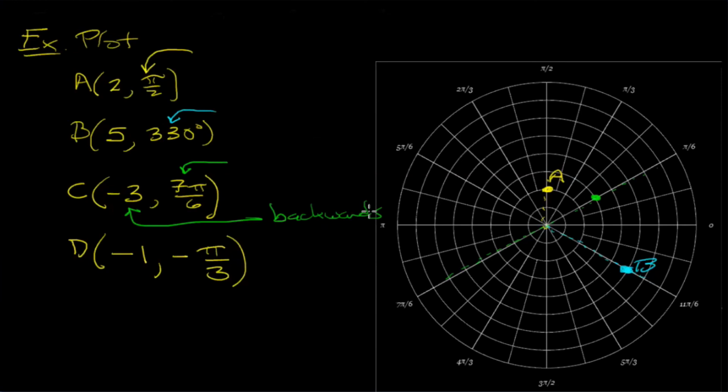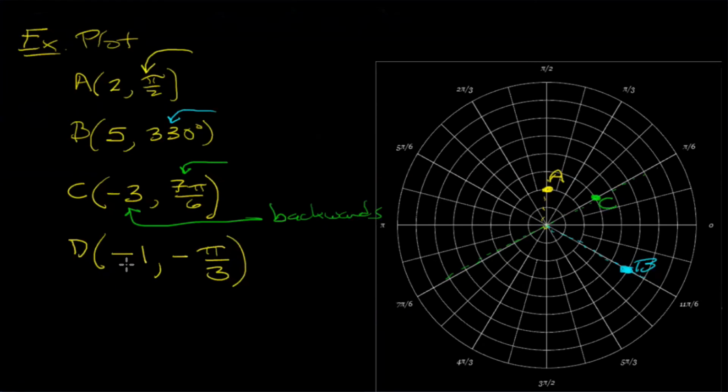Now, when we're working with real triangles, R cannot be negative. But when we're working on a polar graph, there's no restriction on R or theta. So that would be our point C.